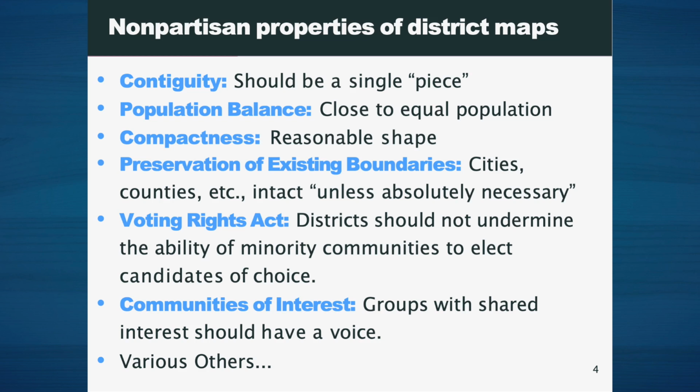There's a notion of compactness, right? That when you have a district, it shouldn't have lots of weird tendrils and things. That somehow or another it should be one nice little piece. That's one criteria that the gerrymander example clearly fails, right? That it's not the right shape, it's not compact.